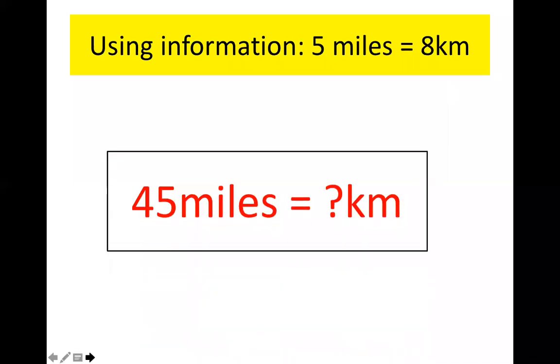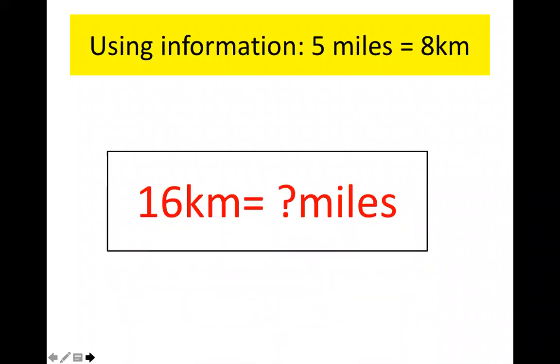45 miles. So 5 miles is 8 km. 72 km. Yes, so 5 to 45 is times 9. 5 times 9, 45. So 8 times 9 is 72. Okay, let's see the next one now.